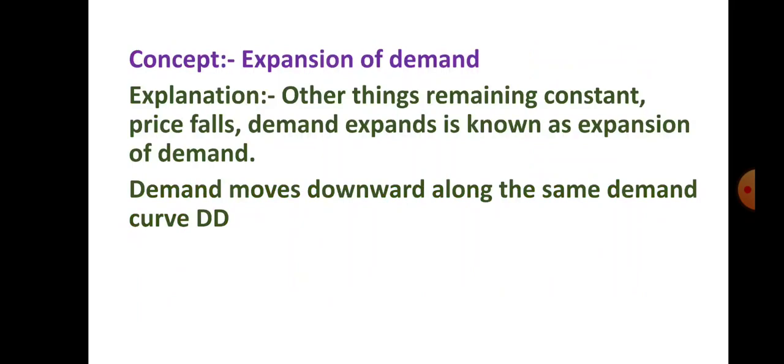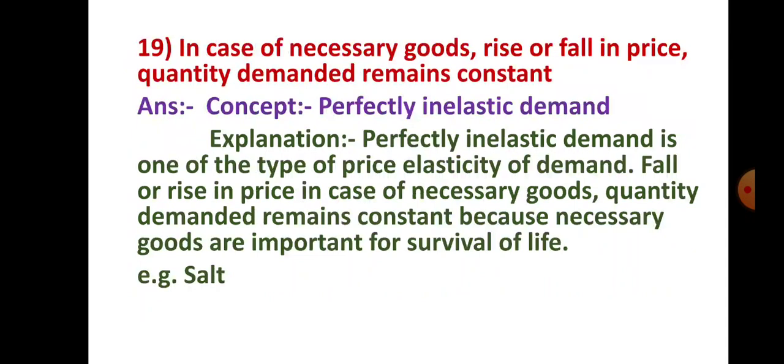Let us see what is the concept here. Concept is expansion of demand. Expansion of demand is one of the type of variation in demand. After that you have to explain what is expansion of demand. Other things remaining constant, when price falls, demand expands, that is known as expansion of demand. So demand moves downward along the same demand curve DD. Now let us see the next illustration.